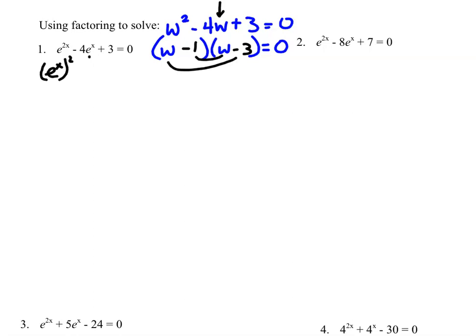So just like in this first example here, we had a w squared in the first place, and then in the middle position, we just had a w. So we have that same idea. So my e to the 2x is really going to get split up into an e to the x in each parenthesis. And then I factor just like I normally do. Factors of 3 that add up to -4, excuse me, would be -3 and -1. But now each of these have to get set equal to 0.